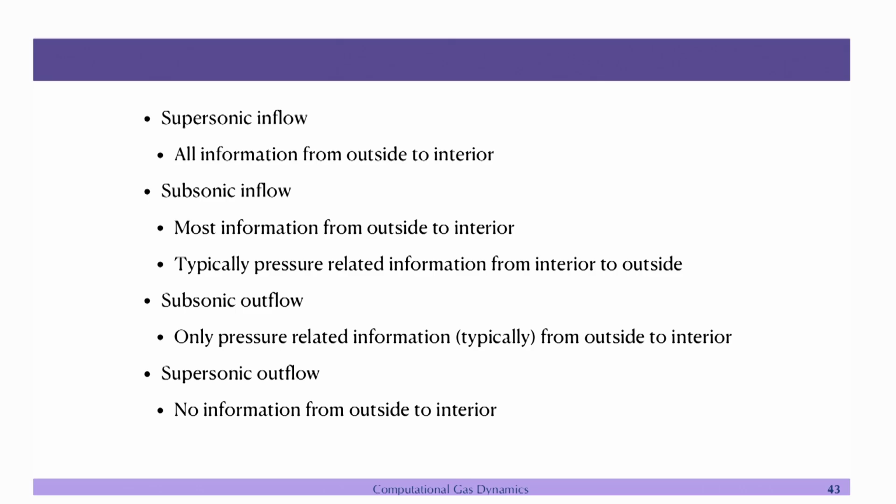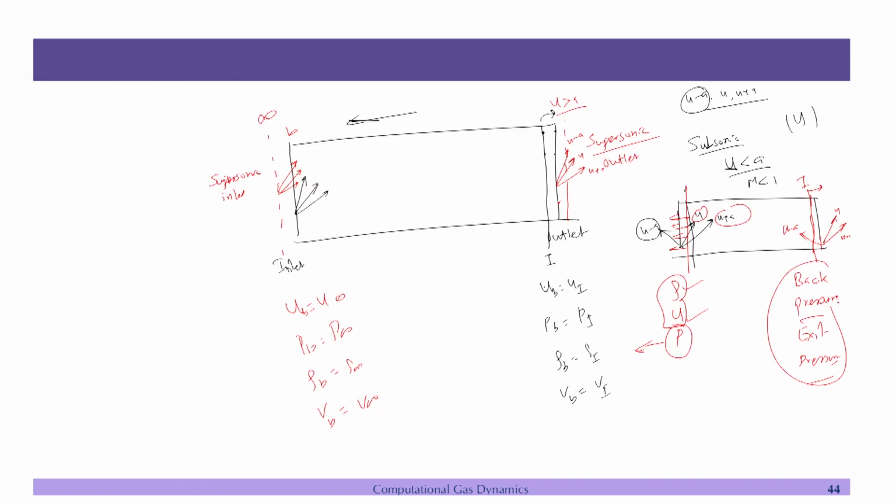In the case of subsonic inflow and outflow, you have only the pressure-related information traveling, which has to specify the boundary condition at the outlet. In the case of supersonic, it is very easy: at the inflow everything goes from outside to interior, and at the outflow everything goes from interior to infinity. No information travels from outside to interior, so no boundary condition is needed at the downstream. If you put any boundary condition, it will be ignored if the flow is supersonic.